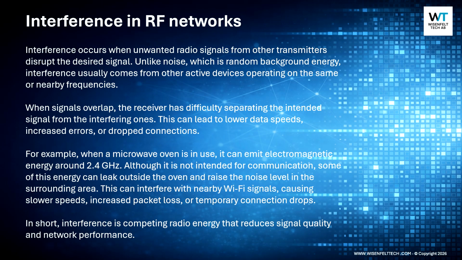Interference occurs when unwanted radio signals from other transmitters disrupt the desired signal. Unlike noise, which is random background energy, interference usually comes from other active devices operating on the same or nearby frequencies. When signals overlap, the receiver has difficulty separating the intended signal from the interfering ones. This can lead to lower data speeds, increased errors, or dropped connections.